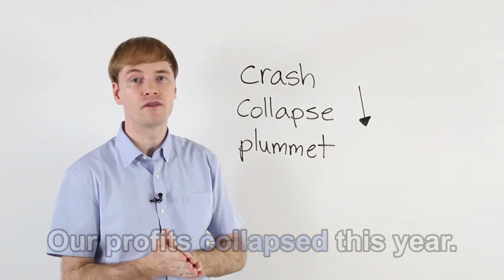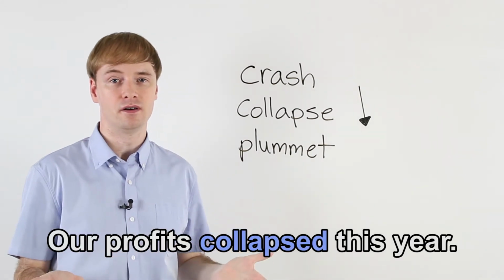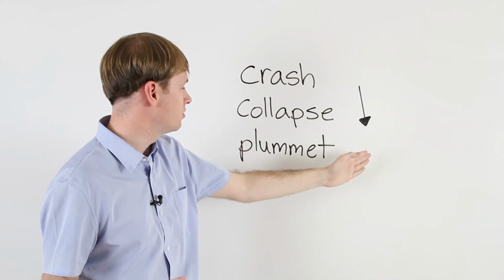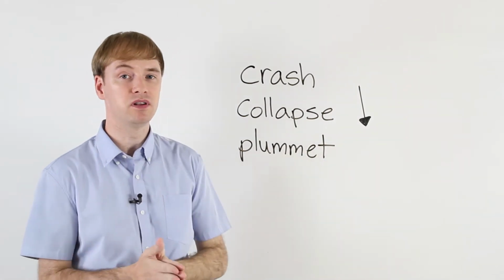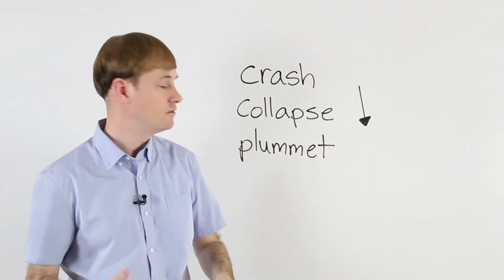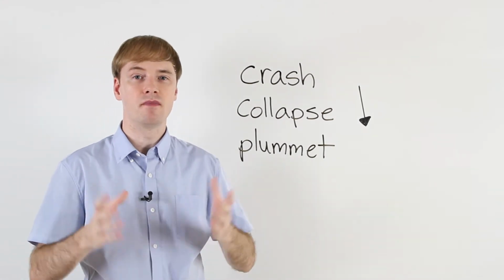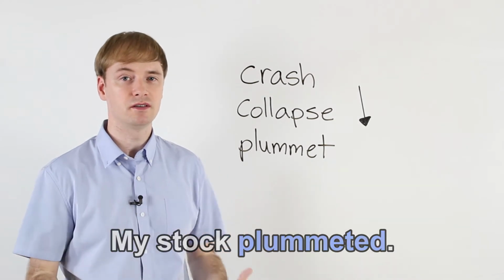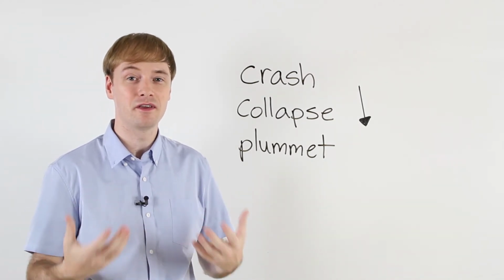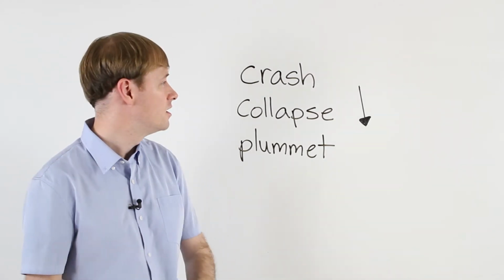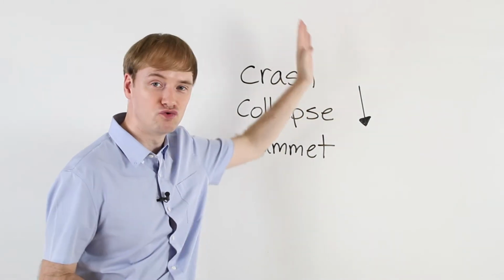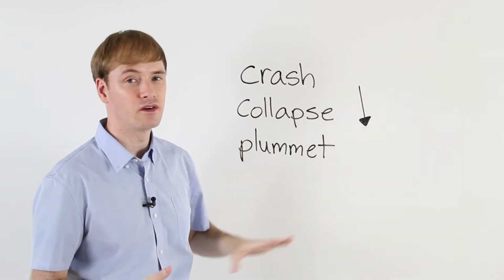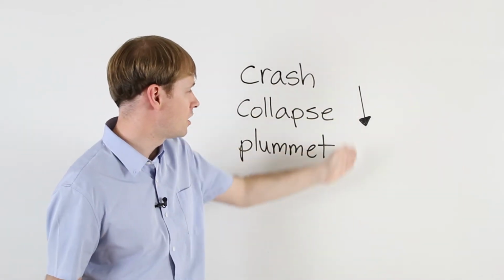Collapsed. Our profits collapsed this year. There's no money. Our profits collapsed, went right down. And the last one, plummet. Very common to say plummet. My stock plummeted. Okay, that's a very terrible thing if your stock plummeted, because the value of your stock dropped right down. All right? So these ones we would use for a very big and sudden drop.